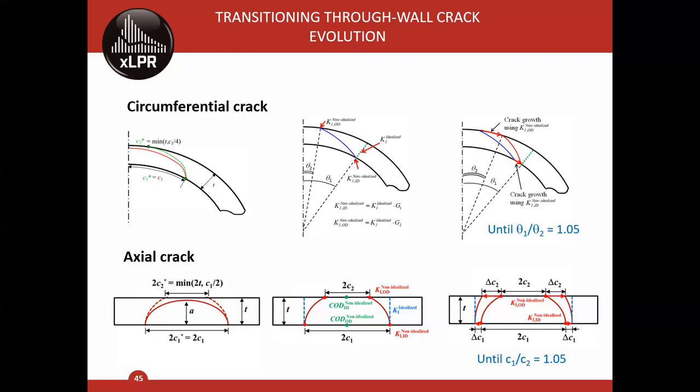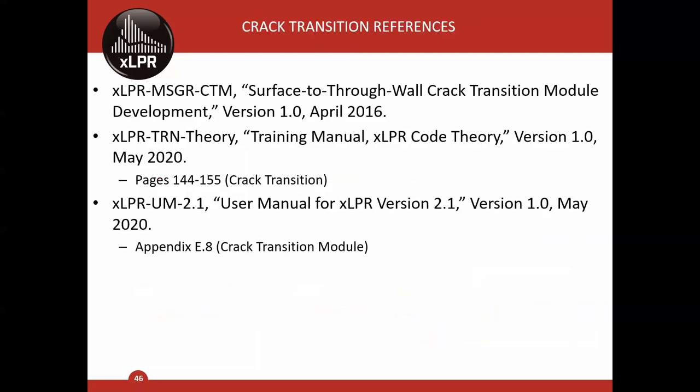The transitioning crack then grows using the Ks calculated with the help of the stress intensity factor calculation module and also the crack transition module, until the ratio of the inner half-length to the outer half-length becomes less than or equal to 1.05. At that point, the crack transitions to being an idealized through-wall crack and continues evolving in time as an idealized through-wall crack. For more information, see the crack transition model subgroup report, also the crack transition section of the theory manual and the user manual appendix section on crack transition.